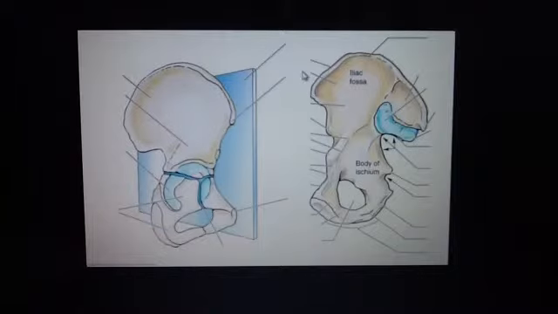Okay, so basically, just to describe, this is the right and left hip bones, two large irregularly shaped bones, each of which forms at puberty by fusion of three bones: the ischium, the ilium, and the pubis.